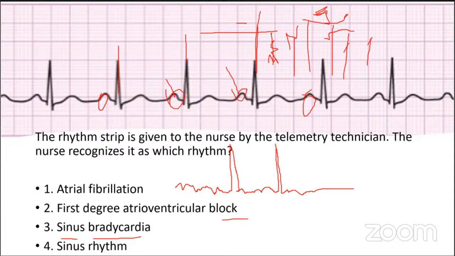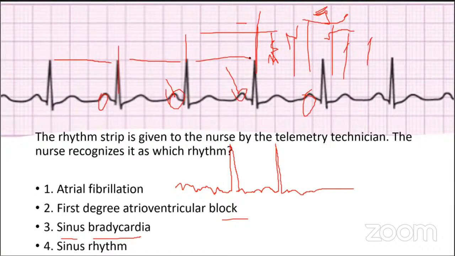Another feature of a normal sinus rhythm would be to look at the intervals between them. Look at our RR interval. Does this look the same? Because if it's the same, then it tells me it's a regular rhythm. That is another feature.